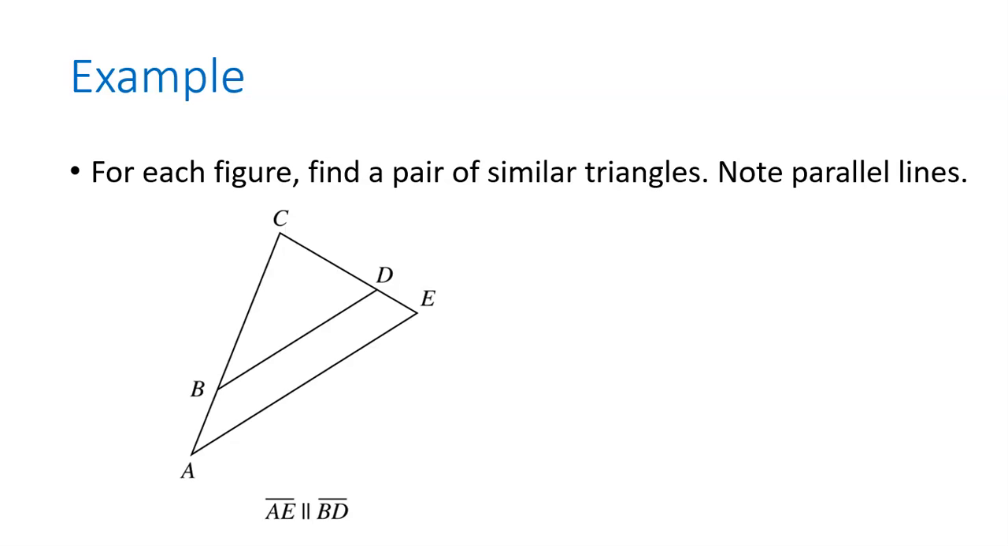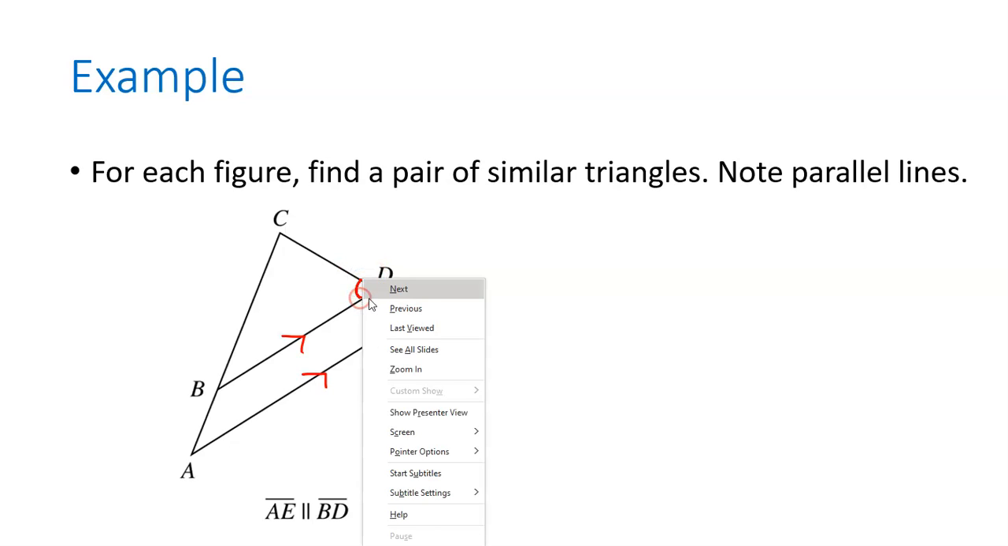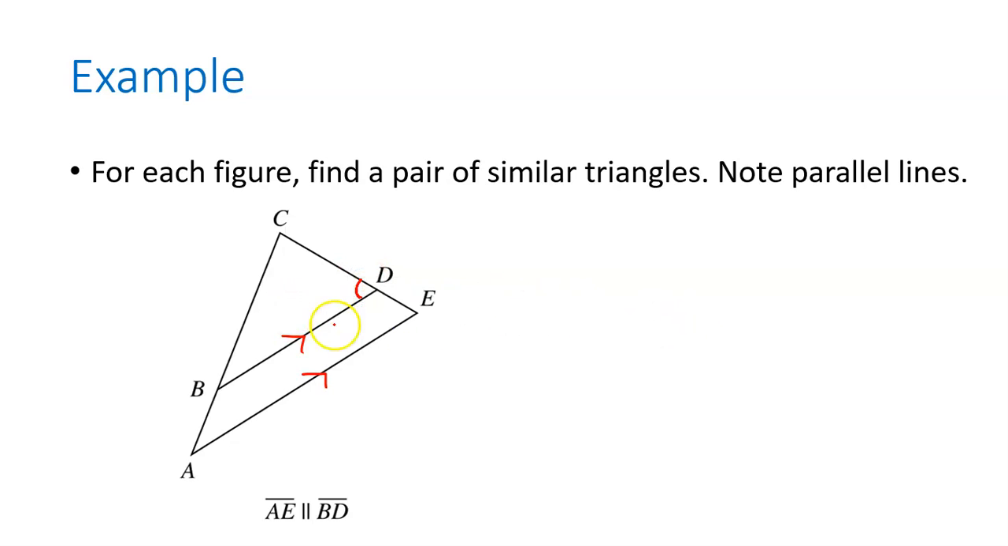It says, for each figure, find a pair of similar triangles. Note the parallel sides. All right, so what are the parallel sides? AE is over here, and that is parallel to BD. Now, how am I going to figure out if these triangles are similar to each other? Well, what do you know about parallel lines? If two lines are parallel, then a pair of corresponding angles is congruent. So here's one. And then the other pair of corresponding angles is there. So those two angles are corresponding angles.